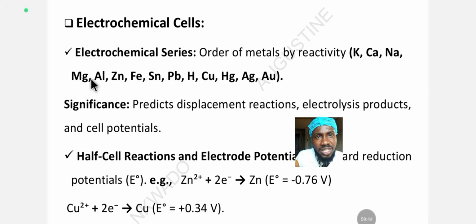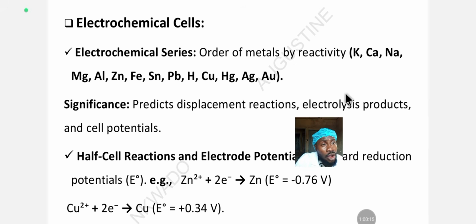Calcium will displace magnesium in a solution of their salt. Sodium will displace magnesium in a solution of their salt. Aluminium will displace zinc in a solution of their salt. So zinc can't displace aluminium. Zinc can't displace magnesium. Zinc can't displace potassium. So that's one of the significances of this electrochemical series.